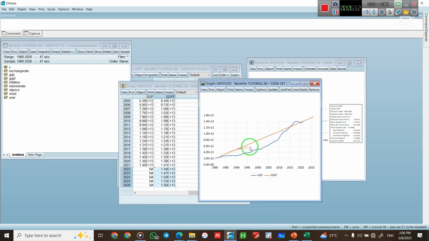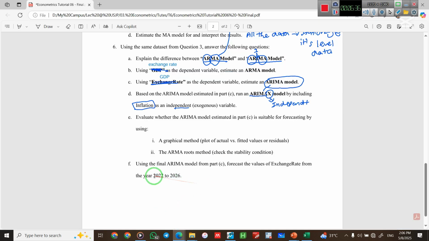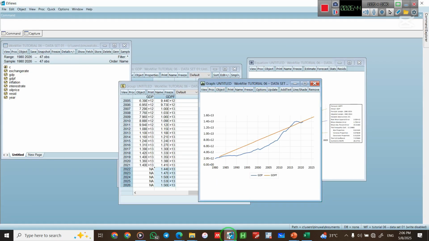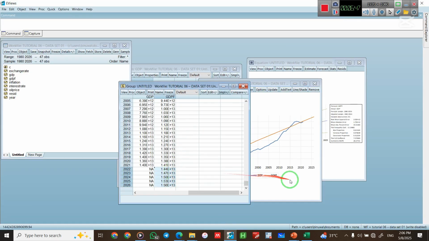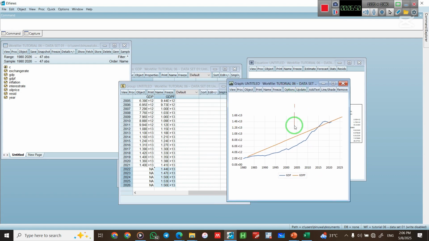This orange graph is your forecasted line and the blue line is your actual result. So you can see that around 2000 to 2005 there is some variance, some gap between the actual result and the forecasted value, but at the end it becomes closer, right? If we move to the tutorial, they ask, using the final ARIMA model from part C, forecast the value for the exchange rate from the year 2020 to 2026. So these are the forecasted values, and here we have checked the accuracy of the forecasted values, right?